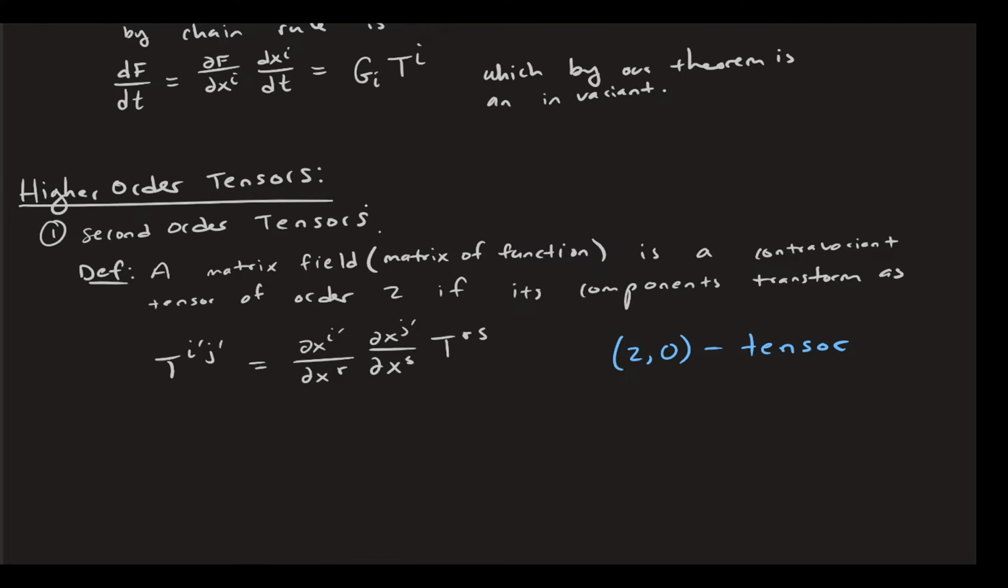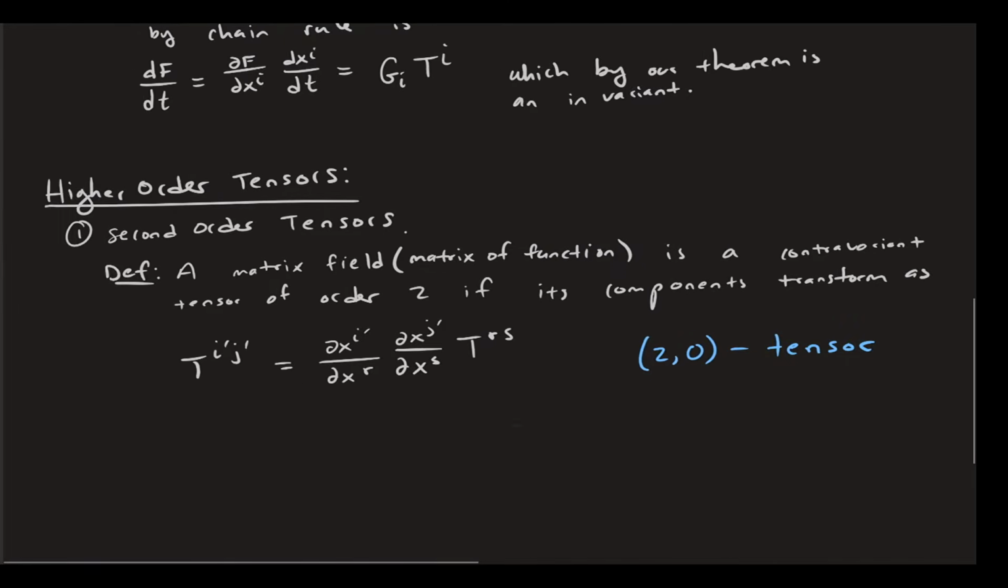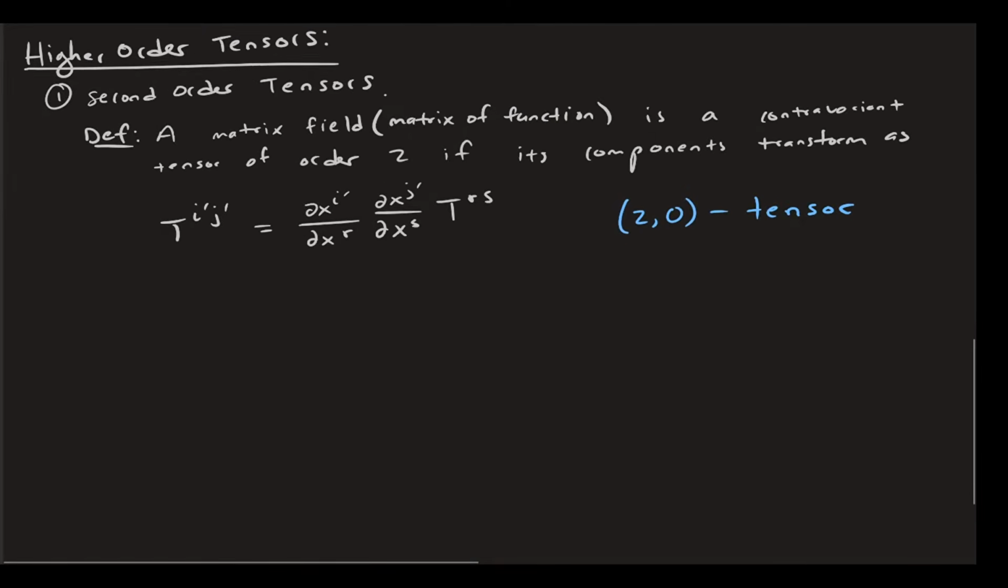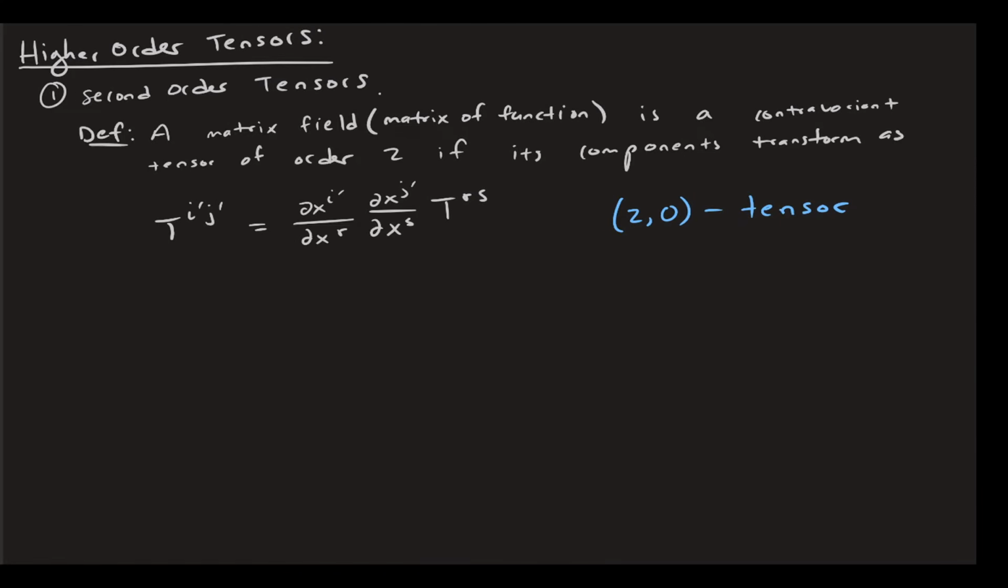It's basically a matrix of functions whose elements transform a certain way when you change coordinate system. You take an element of the Jacobian times a different element of the Jacobian, times the original elements in the original coordinate system, and you add all those together. So there's a double sum happening over those Jacobian elements, two sets of Jacobian elements. So that's a 2-0 tensor definition.